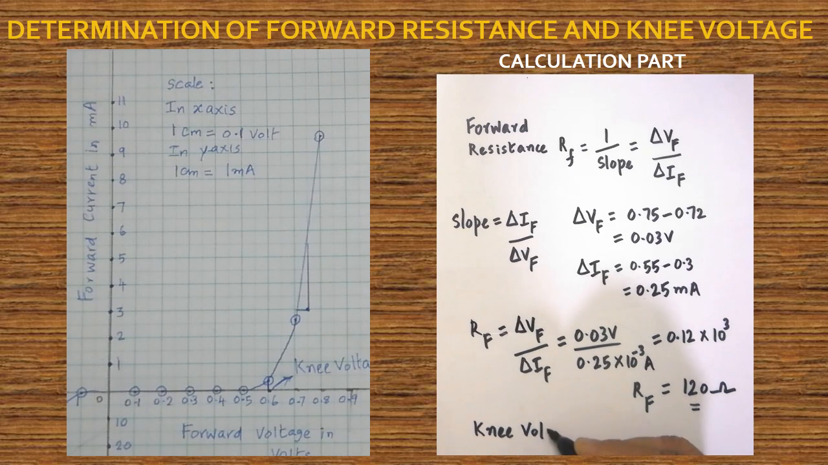Two answers must be given in the experiment. One is knee voltage and another one is forward resistance. Two answers must be given.